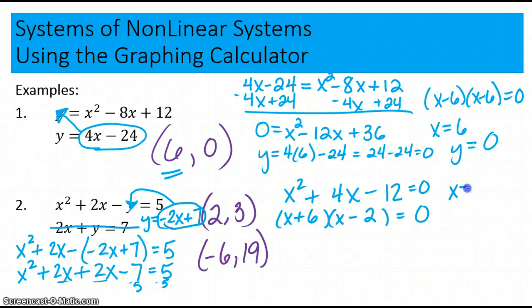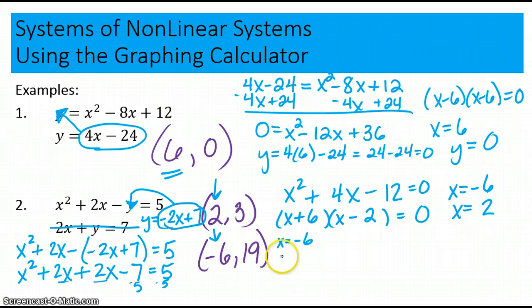That gives me my x values as x equals negative 6 and x equals 2, which, notice, is what we got when we did this graphically. Now to find the y values, I need to plug this in twice. So I'm going to go back to my y equals negative 2x plus 7.